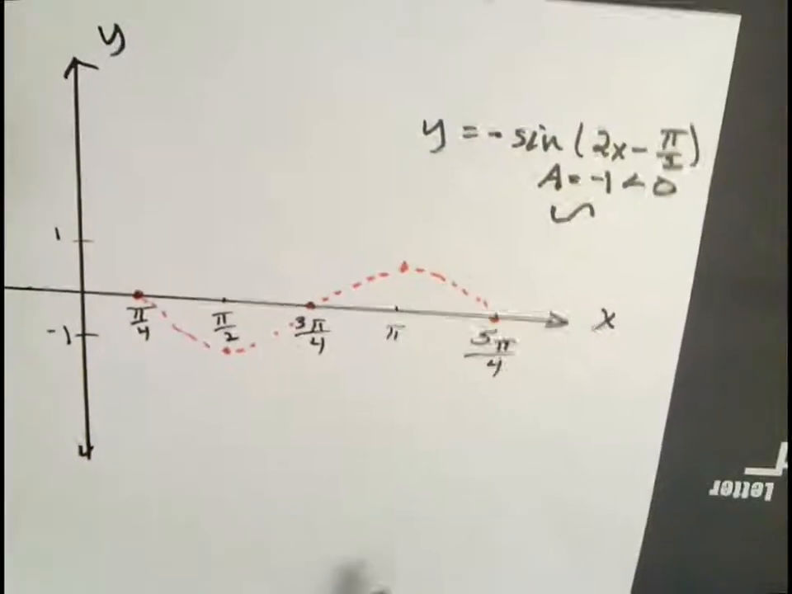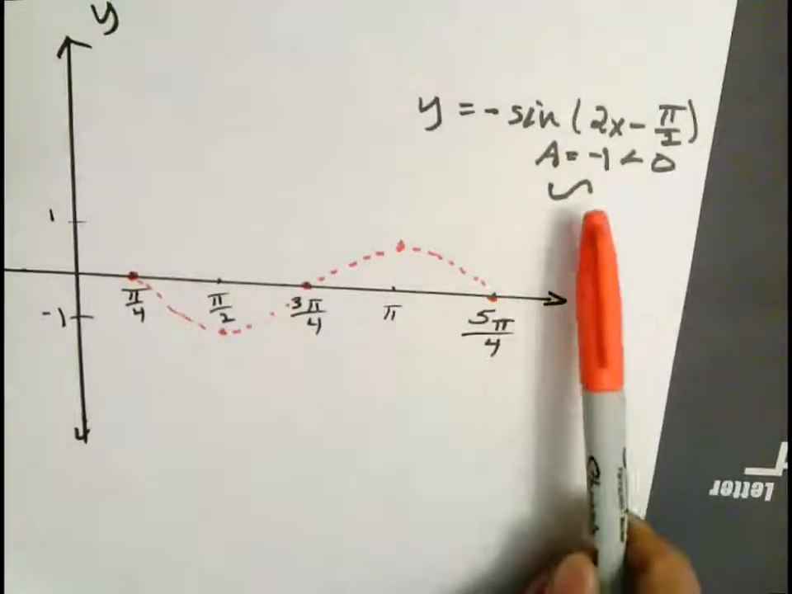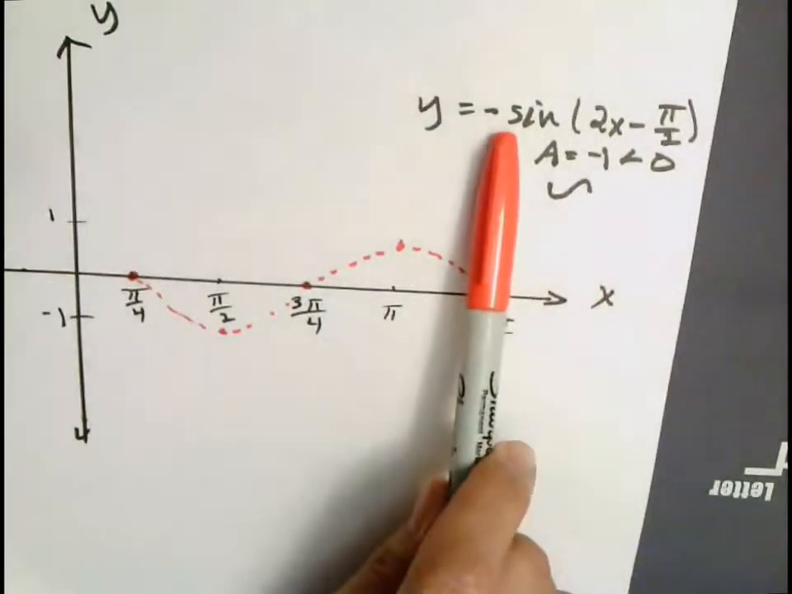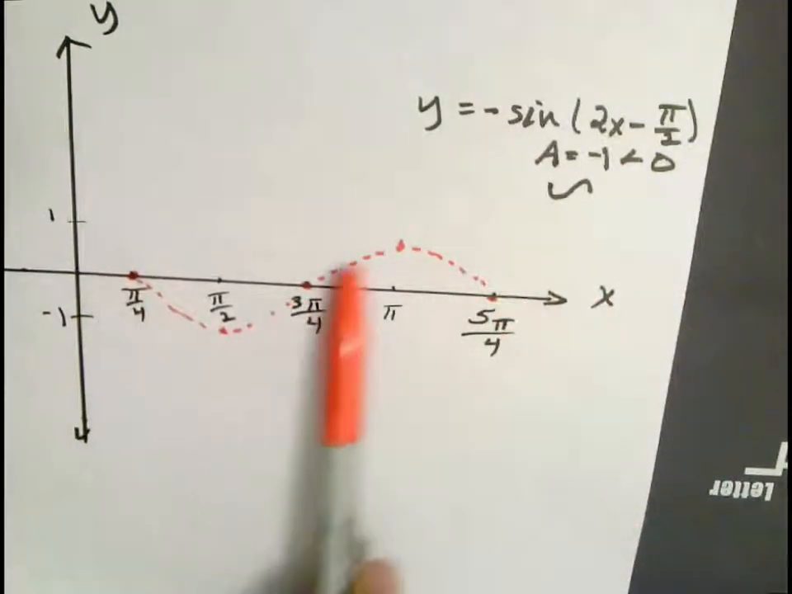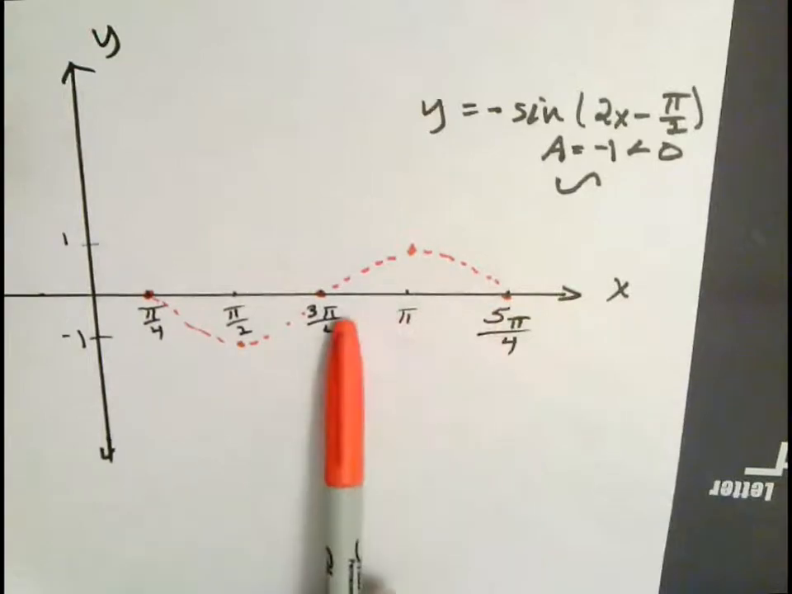So the first thing we're going to do, remember, is graph this sine. So remember, this a is what, a negative 1? It's less than 0. So we're going to have a valley and then a mountain. So that's the very first thing we do.